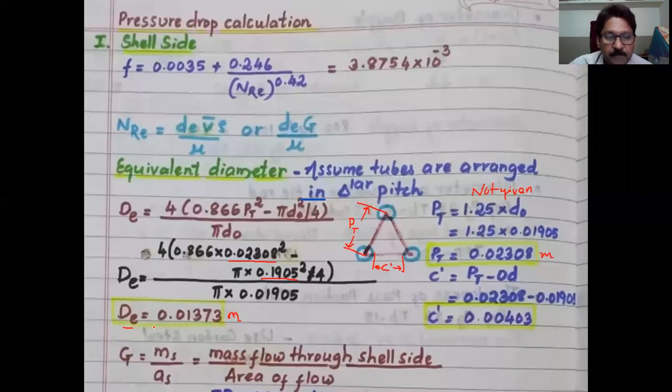Are you getting this? The outer diameter d naught is 0.01905. So in the equation, d naught is 0.01905. Please write it. When I write, I may make some mistakes, so please verify. By mistake, I have not written it. It is already mentioned here.